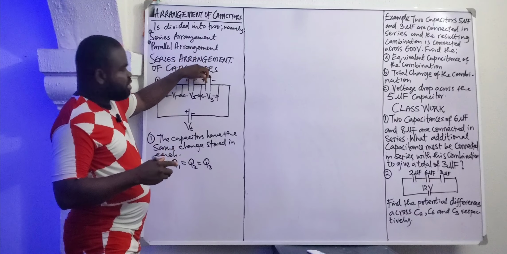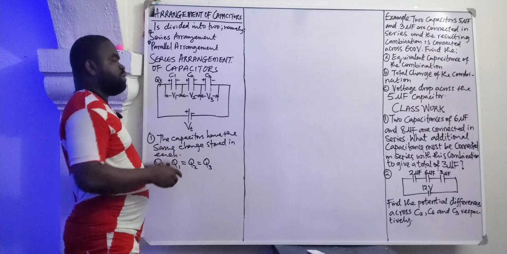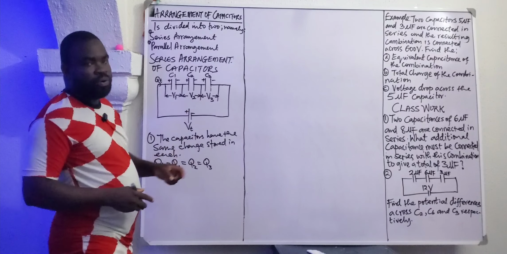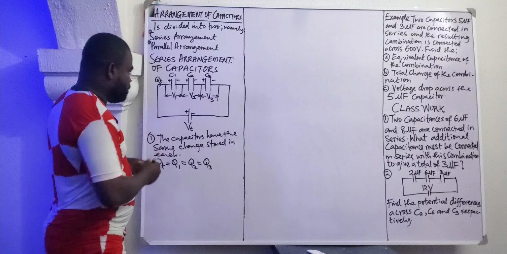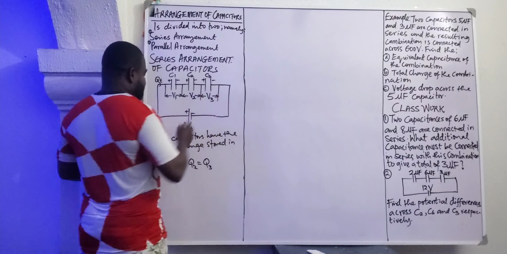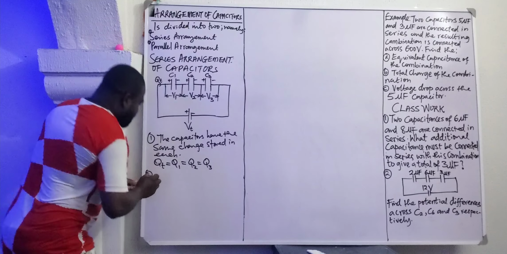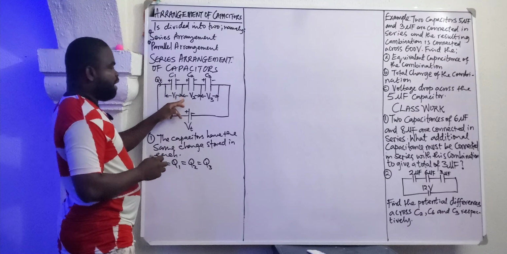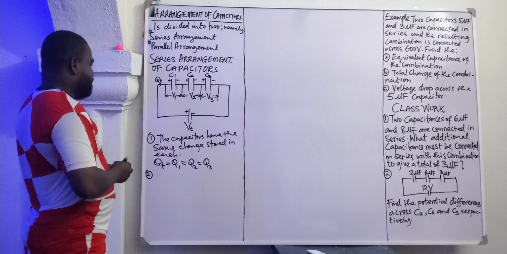It means if the charge of that capacitor is given to you, it is the same charge for all the other capacitors, one for all. So if you know one charge, then you know the charge for all of them, because once they are in series, they have the same charge. That's one point. Number two, as I said, they have different voltages across each of the capacitors.